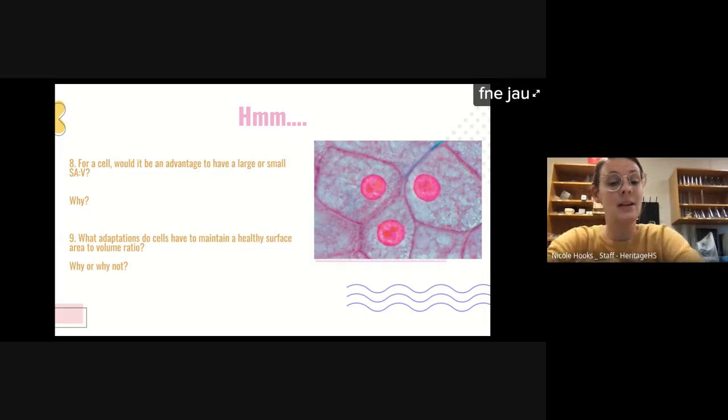Okay, so it is more beneficial for a cell to have a large surface area to volume ratio. And that's because, say if your cell was really, really large, but you had a small surface area, it would be really difficult to get enough water into the cell because you don't have much surface area. And so it's hard to get the amount of water that a cell needs into the cell because you don't have enough space around it to regulate those things, or say to release heat.